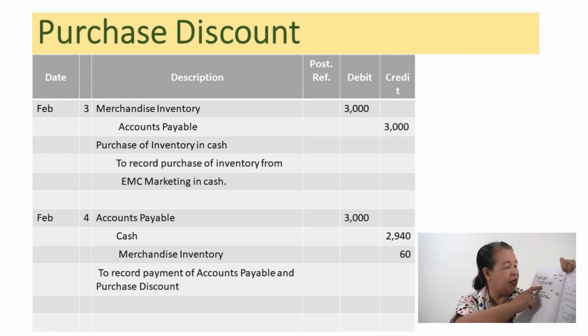Ano pa explanation natin? To record purchase of inventory in cash from AMC Marketing. And then, nung February 4 ulit, meron tayong accounts payable na 3,000. Nagbayad tayo kasi inutang natin yon. And then, anong kinredit natin? 2,940 lang. Why? Nag-credit ulit tayo na merchandise inventory kasi nagbigay ng discount, no?